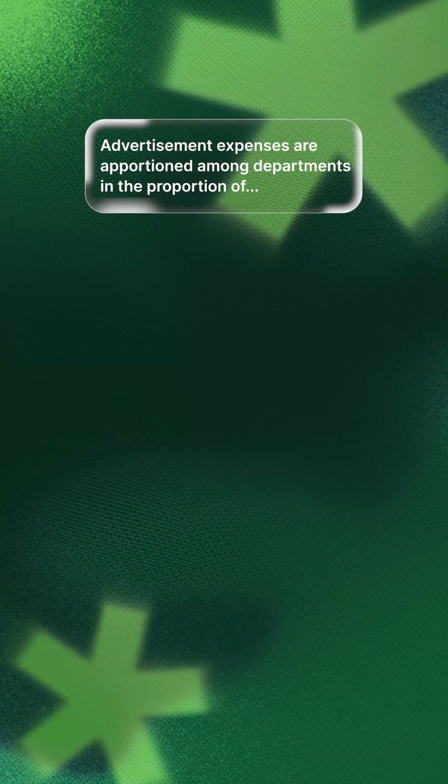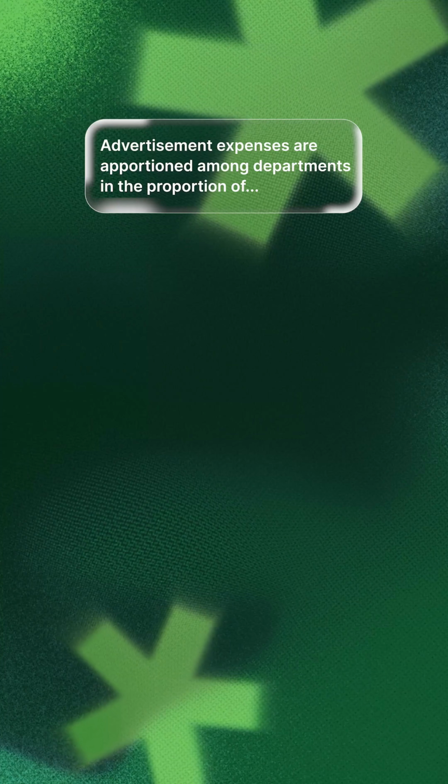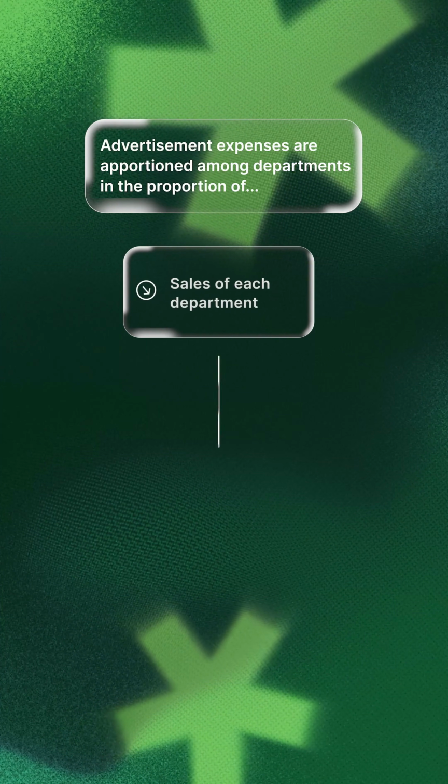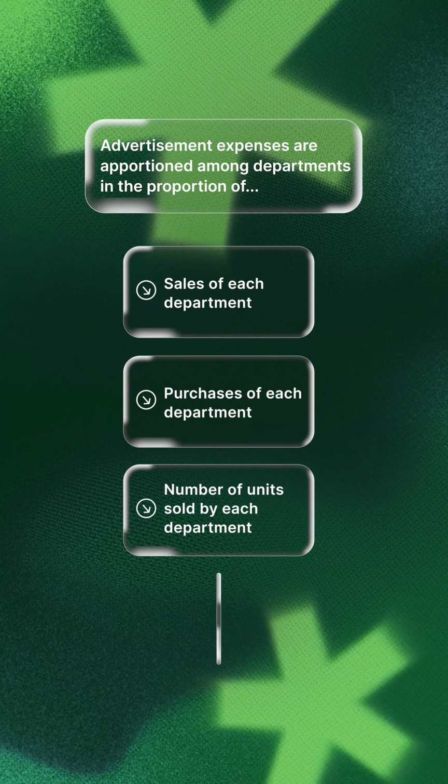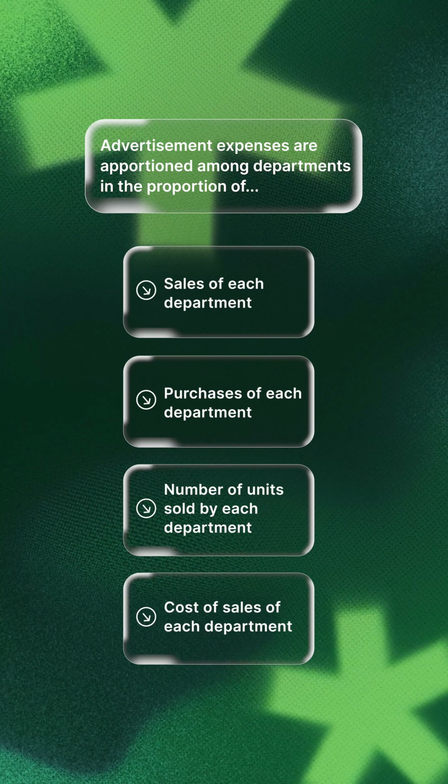MCQ Quickie. Let's go ahead and read out the question. Advertisement expenses are apportioned among departments in the proportion of. The choices are: sales of each department, purchases of each department, number of units sold by each department, and the cost of sales of each department.